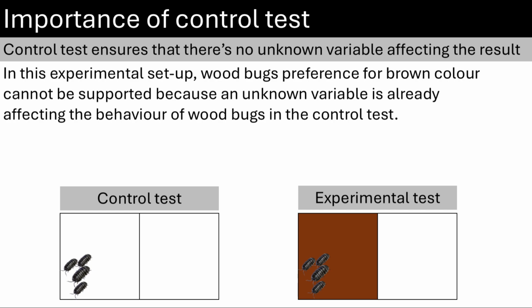When conducting a control test, it is important to confirm that the wood bugs do not prefer one specific side before conducting the experimental test. If they do show a preference during the control test, it indicates the presence of an unknown variable affecting their behavior. Proceeding to the experimental group without identifying and removing that unknown variable may cause the preference to persist, invalidating the result. To remove that unknown variable, students could try a different tray or a different set of wood bugs to make sure a similar number of wood bugs will choose between left or right side in the control test.